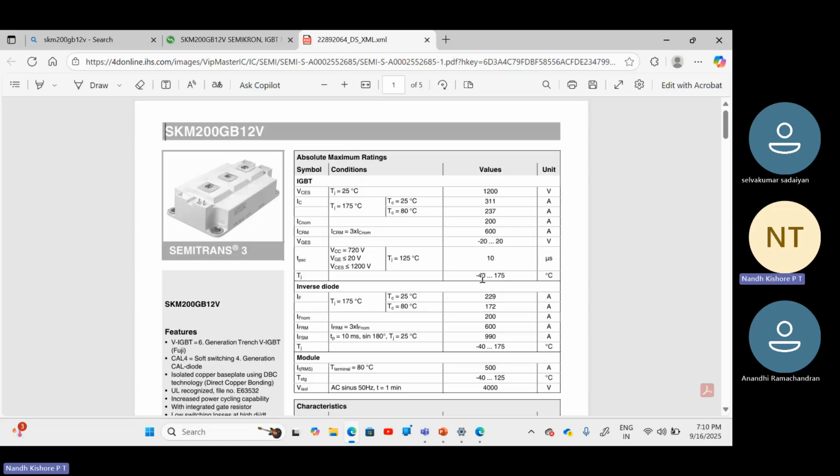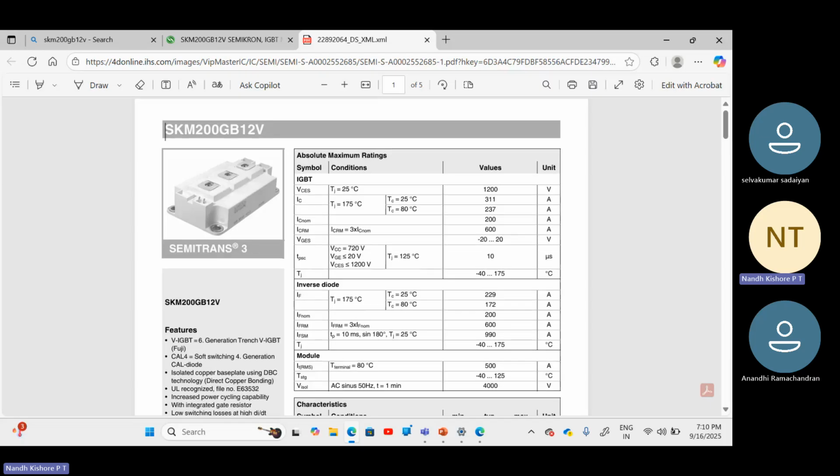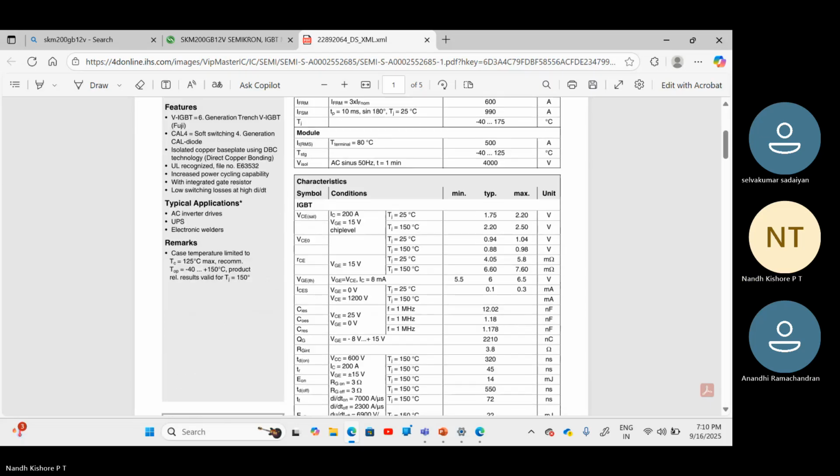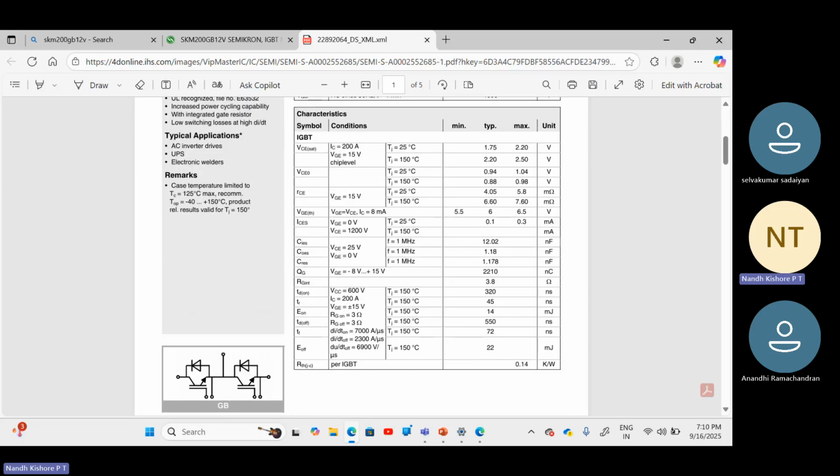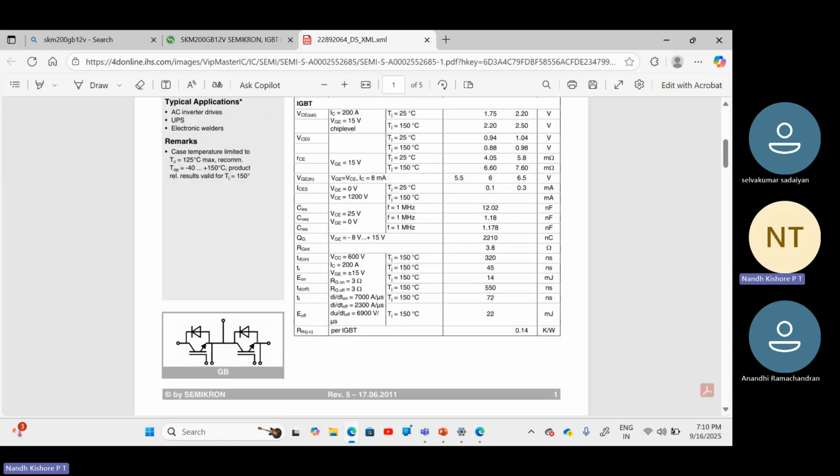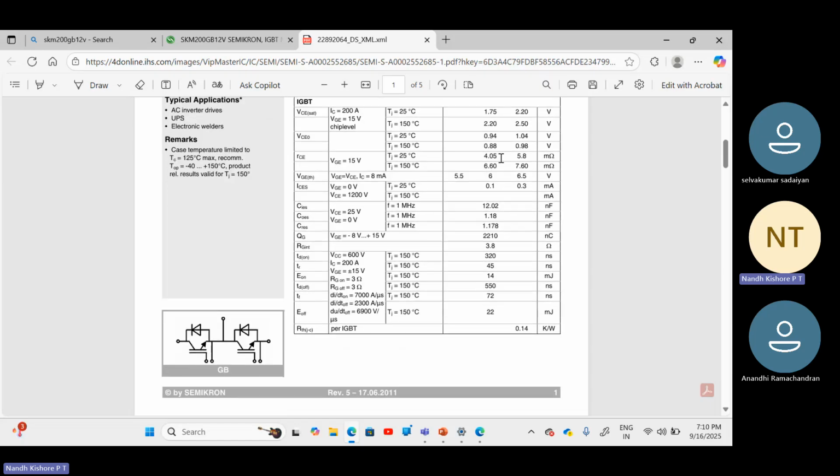the TJ it can withstand is minus 40 to 175 degrees, right? And all other details are given over here. VCE naught is also given, around 0.9 we took. They have mentioned it as 0.94, which is fine. And RC is mentioned as about 4 milliohms, maximum of 7.6. We have kind of overestimated it, but it's fine.